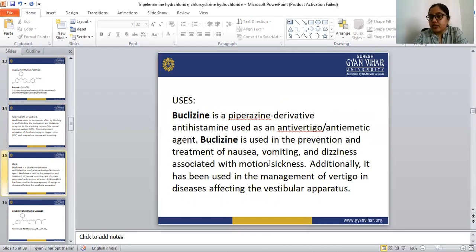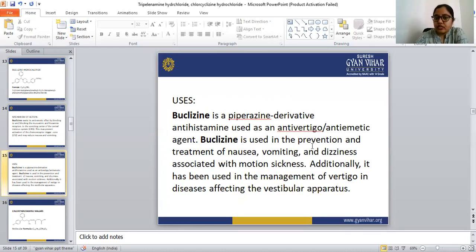Next, what are the uses of buclizine? Buclizine is a piperazine derivative antihistamine that is used as an anti-vertigo and anti-emetic agent. We already know what anti-vertigo and anti-emetic mean. Anti-vertigo refers to loss of balance of the body due to an ear problem, and anti-emetic is a drug that treats nausea and vomiting. So buclizine acts as an anti-vertigo and anti-emetic agent.